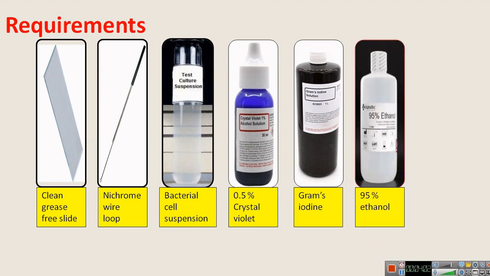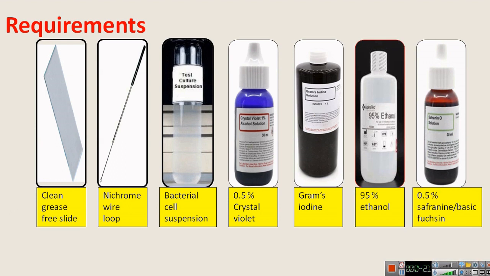Next one is 95% ethanol. In this staining procedure, the role of ethanol is as a decolorizer. It decolorizes the bacterial cells specifically. In this procedure, ethanol is responsible for carrying out the decolorization of only Gram-negative cells. And the last requirement is 0.5% saponin, or alternatively you can make use of 0.5% basic fuchsin. So by the use of these requirements, you will proceed to carry out the Gram staining.